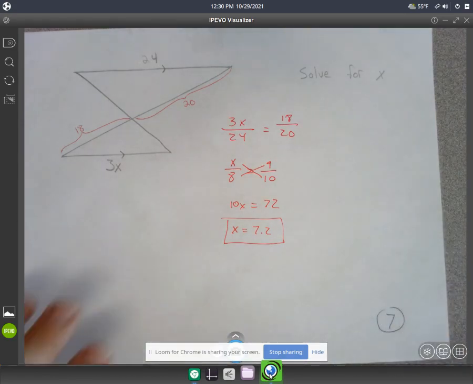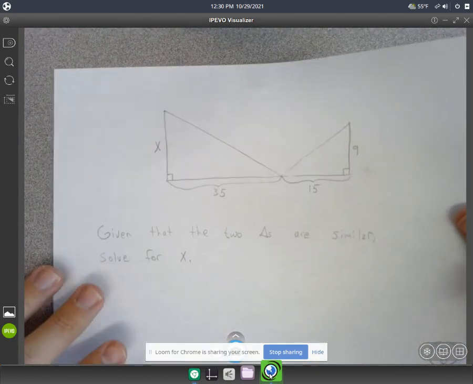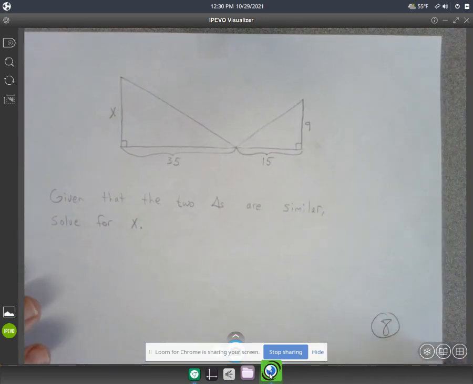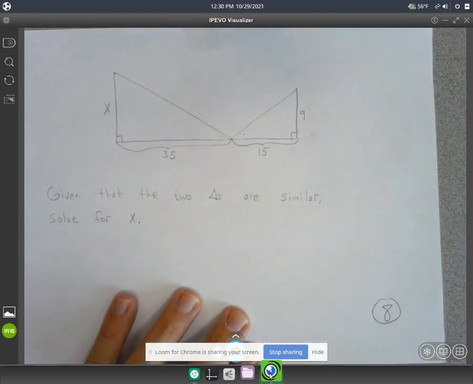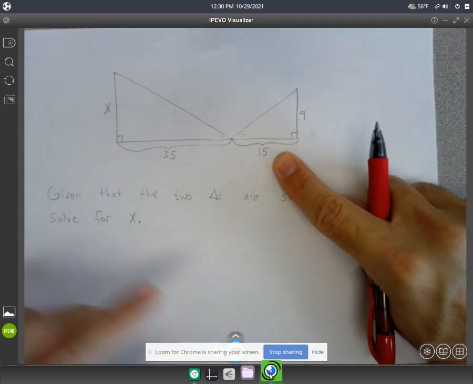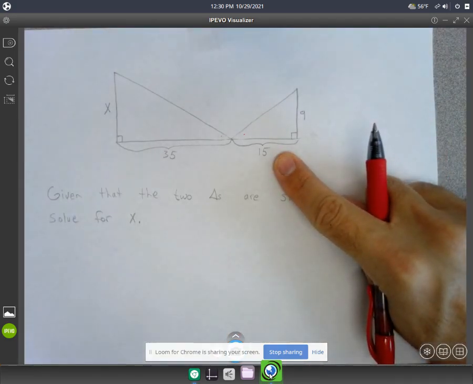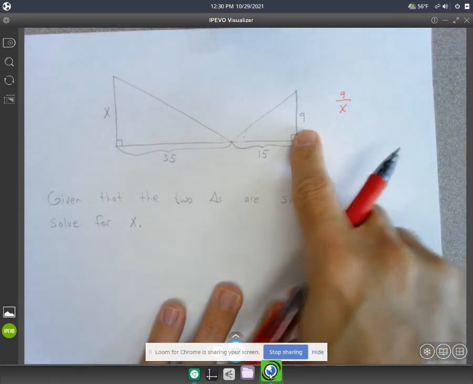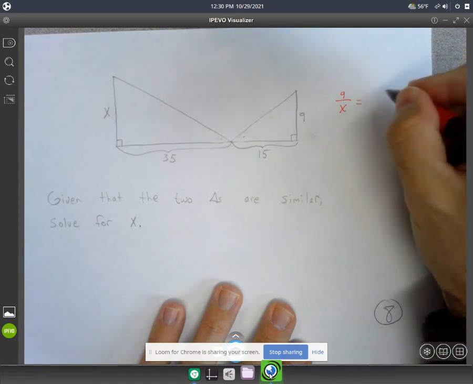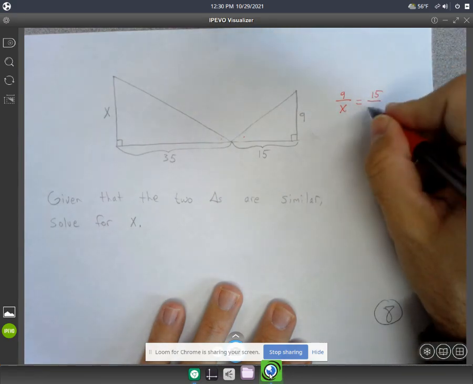All right, number 8. These two triangles are similar, but one's kind of reflected is the idea. So these two angles right here are the same. My proportion, I could do 9 over 15 and x over 35. What I'm going to do is 9 is to x as 15 is to 35.